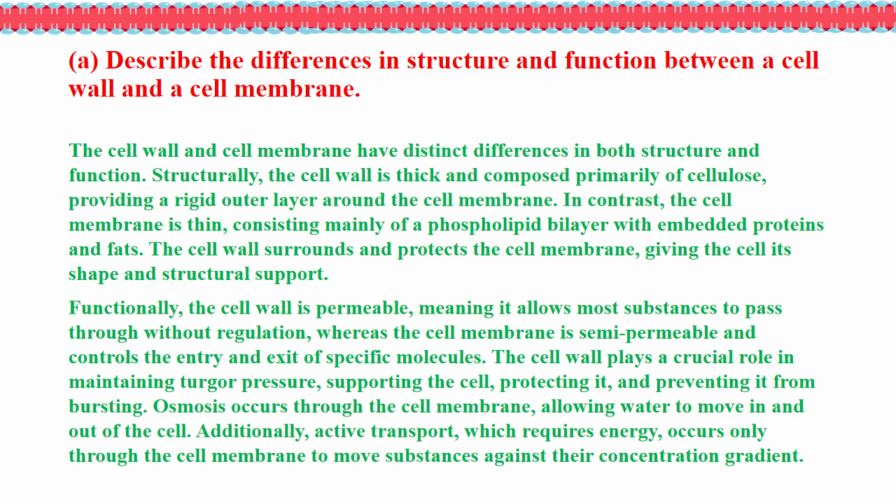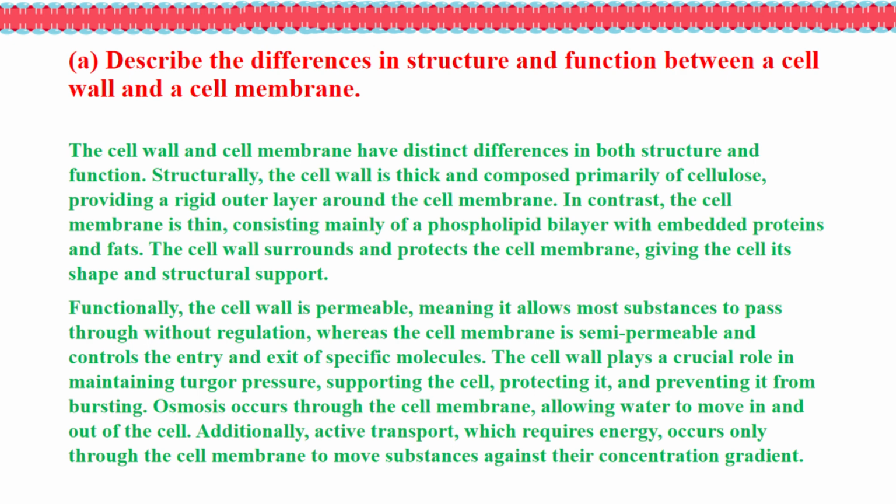In part A, let's explore the differences between a cell wall and a cell membrane. The cell wall and cell membrane have distinct differences in both structure and function. Structurally, the cell wall is thick and composed primarily of cellulose, providing a rigid outer layer around the cell membrane. In contrast, the cell membrane is thin, consisting mainly of a phospholipid bilayer with embedded proteins and fats. The cell wall surrounds and protects the cell membrane, giving the cell its shape and structural support.